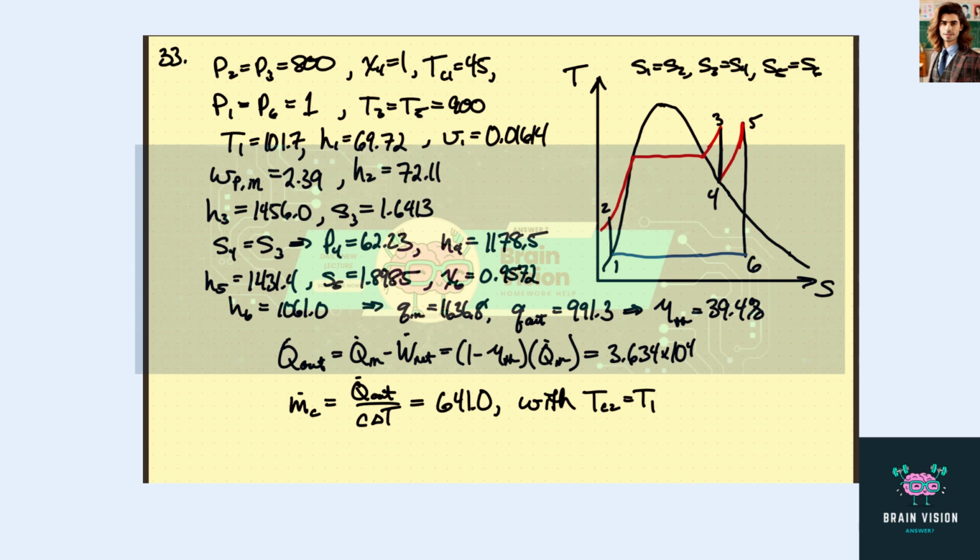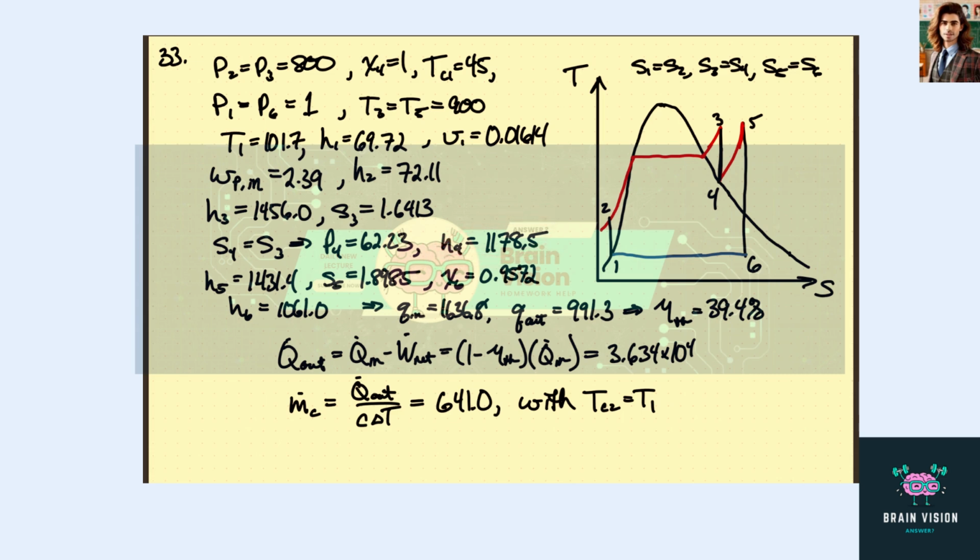Then we can look at point 3 here. We have the pressure and the temperature, so we can get the enthalpy and the entropy. Entropy at 4 is the same as entropy at 3, so we can figure out the pressure at 4, which is actually pretty low. We drop down a lot in pressure. And then we can also get the enthalpy at 4.